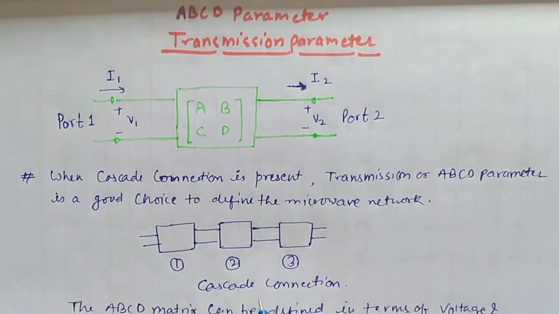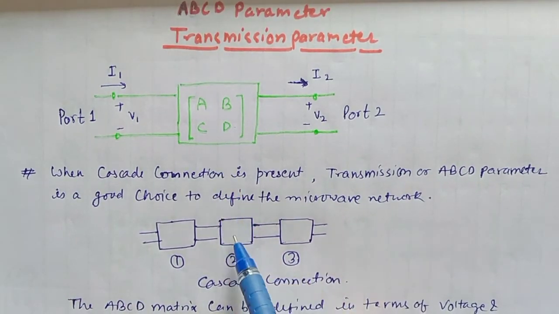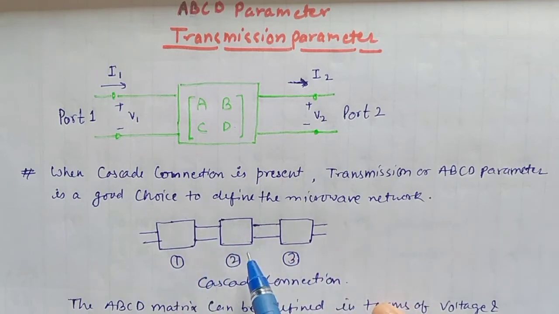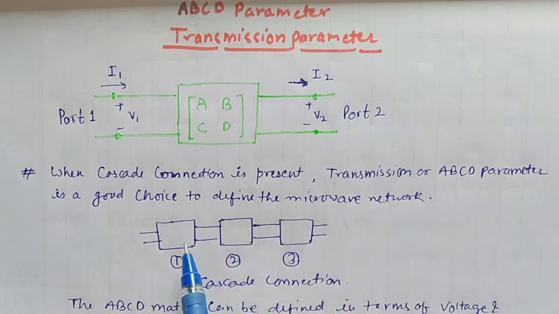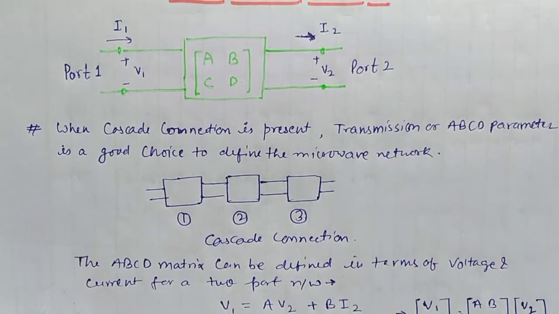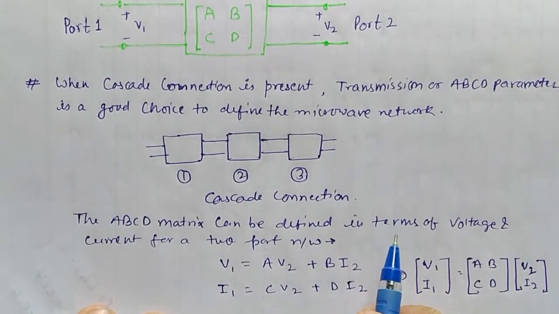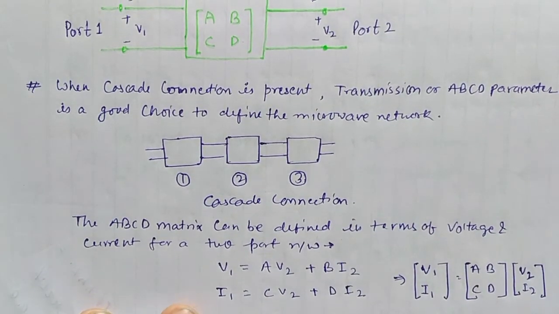It is very easy. So the basic use of the ABCD parameter is when we have a number of networks connected in a cascade manner, in series fashion. Easily we can apply the individual ABCD parameters, multiply them, and find the overall ABCD parameter.